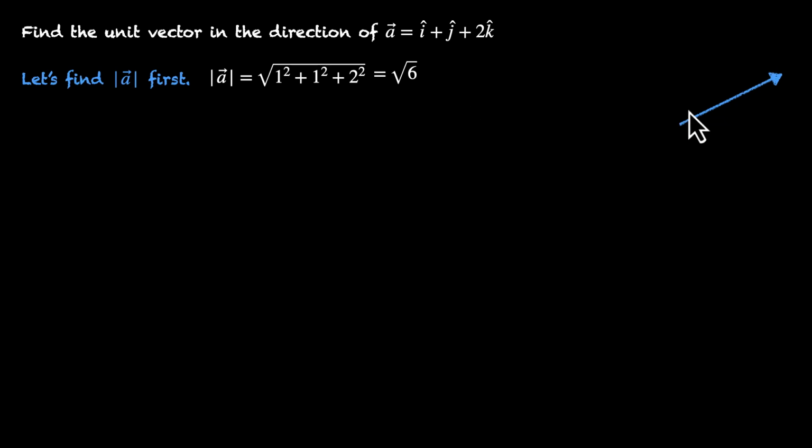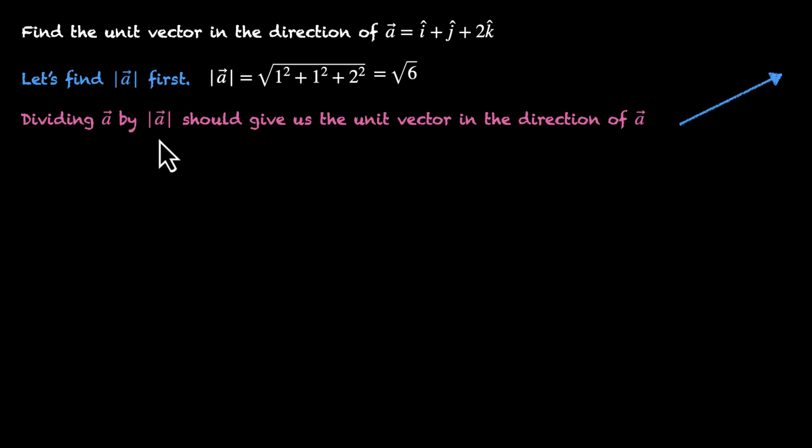How do we do this? Well, we can divide this vector by its own magnitude. That way, this new vector will have the magnitude of 1. So dividing a vector by mod of a vector should give us the unit vector in the direction of itself, a vector. And I like to call it scaling down. So we're scaling down this vector. We're finding a unit vector in the same direction. That's a vector divided by its magnitude.